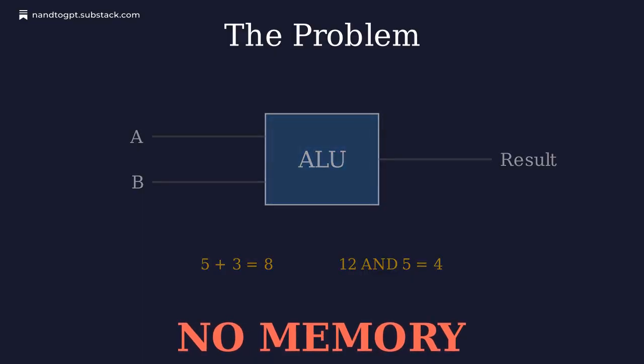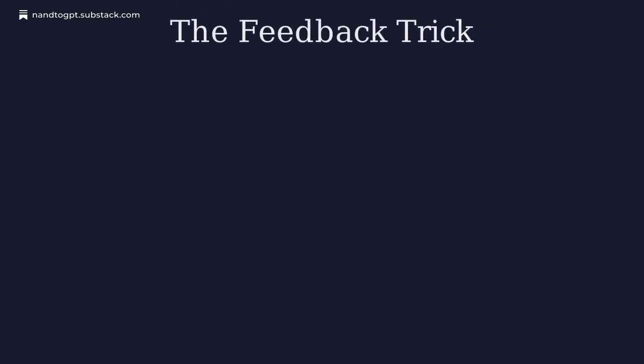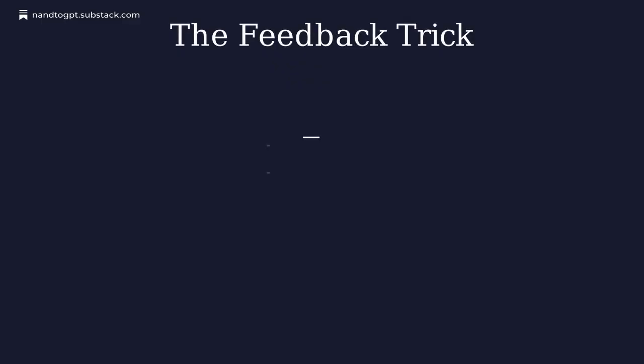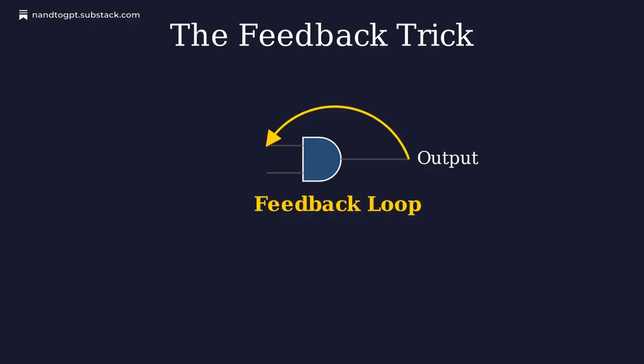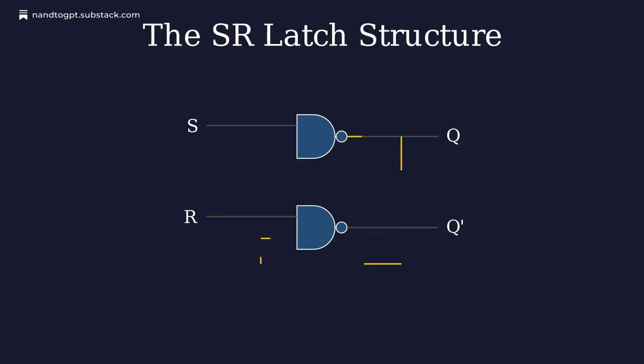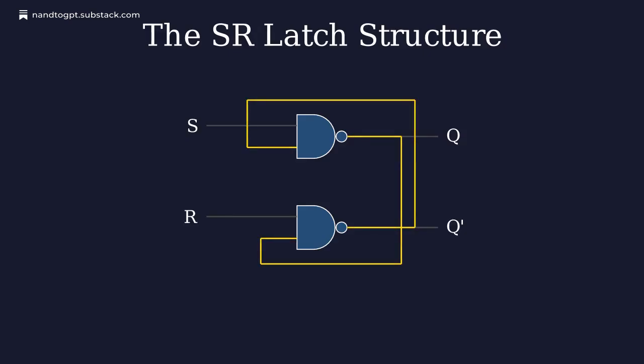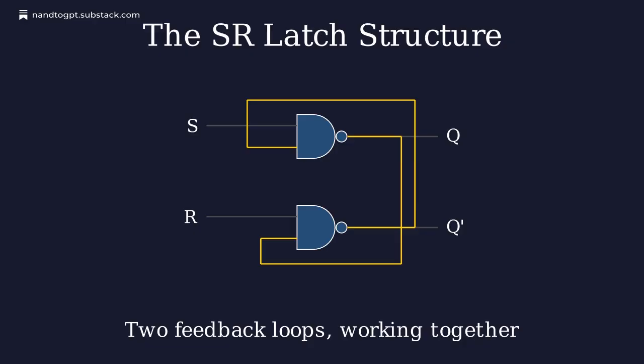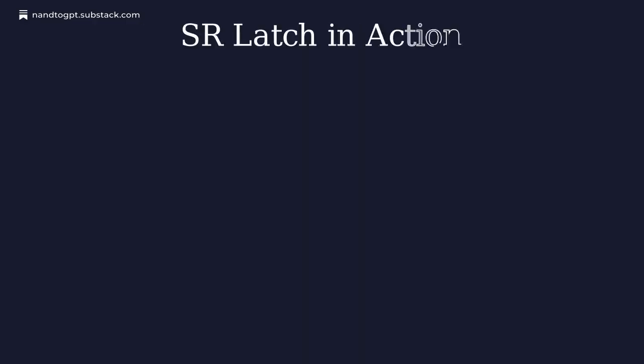What if we could trap a bit of information and hold on to it? Here's the trick: feedback. What if we connect the gate's output back to its own input? This creates a loop. And it turns out that loops can hold state. Meet the SR latch. The S is for set and R is for reset. It's just two NAND gates which are cross-coupled. This means each gate's output feeds into the other gate's input. Two feedback loops working together.